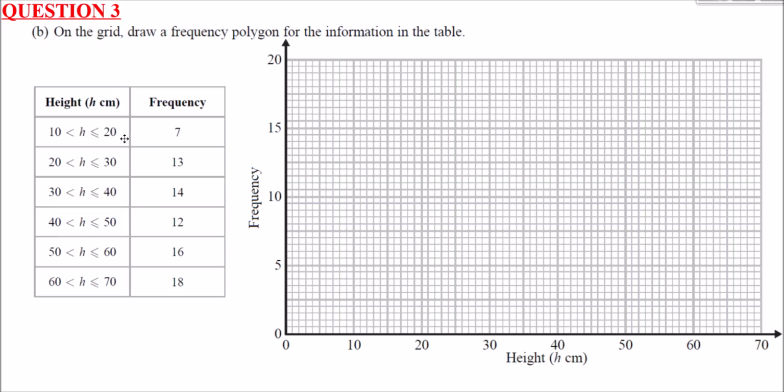So all we need to do really now is to think about this as a line graph, essentially, and we plot from the midpoints of these intervals. So I'm going to adapt this table here. I'm just going to add on an extra column for midpoints. From 10 to 20, the midpoint there is going to be 15. From 20 to 30, halfway between 20 and 30 is 25, 35, and so on.